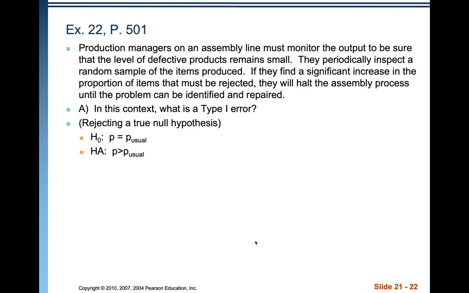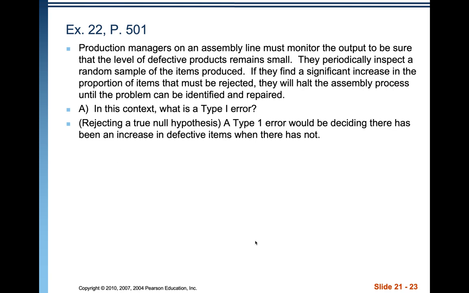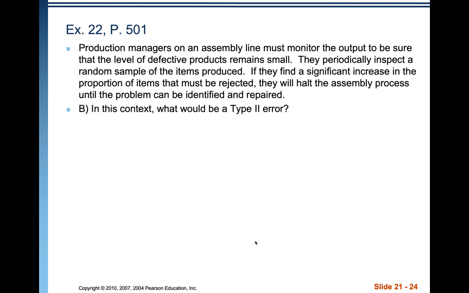So if we reject the null hypothesis, it means that we're believing that there is an increase in the proportion of defective items when there has not been an increase. So a type 1 error would be deciding there has been an increase in defective items when there has not been one. Okay, everything's fine, but we think that there's a problem. So a type 2 error is failing to reject a false null hypothesis.